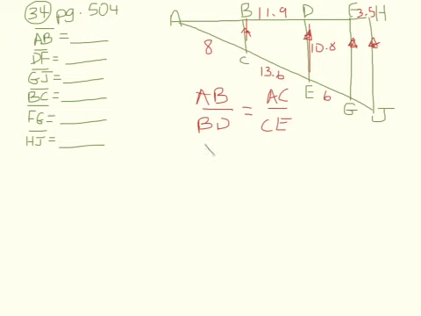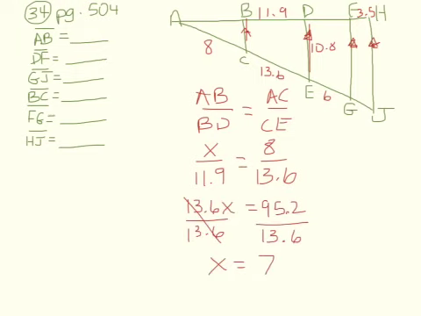So AB I'll call X, BD I'll call 11.9, AC is 8, and CE is 13.6. Then I'll go ahead and cross multiply and divide and get my answer. So after I cross multiply and divide, I get that AB is 7.